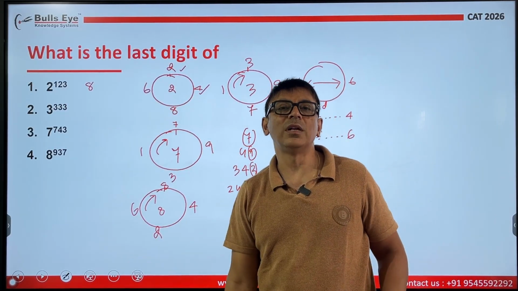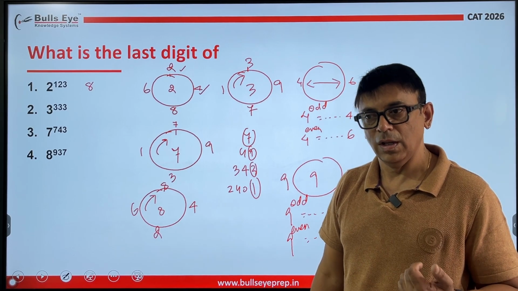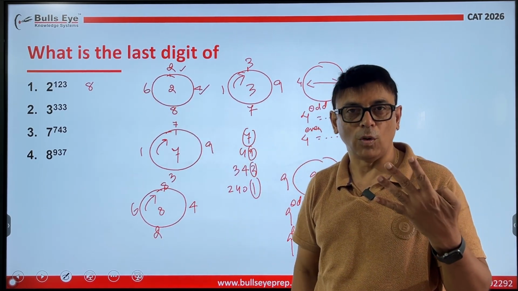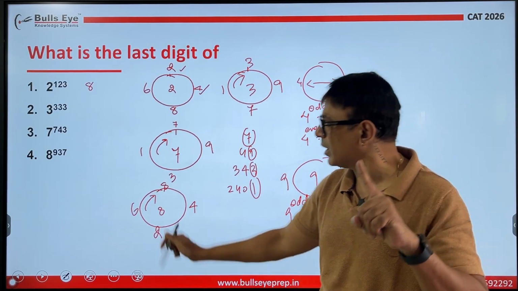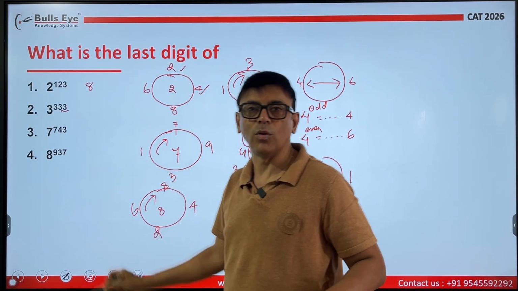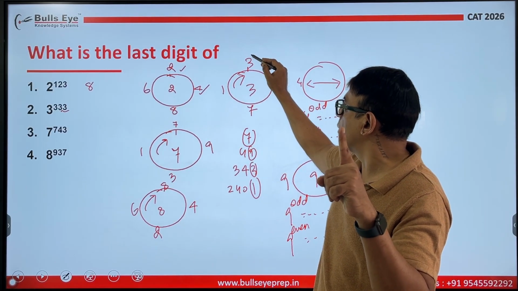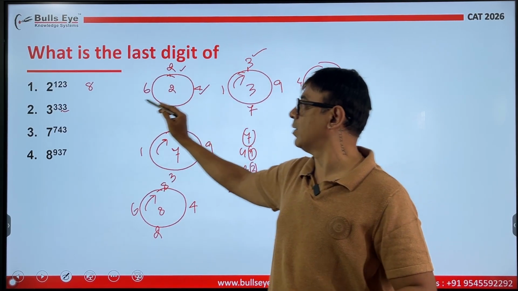So we need to see how many dials will be there in 333. Since one cycle has got 4 stops, divide 333 by 4. The remainder is 1 because I divided only 33 by 4. 4 8s are 32, so the remainder is 1. So move only one place. So this is the first stop. So the answer is 3.